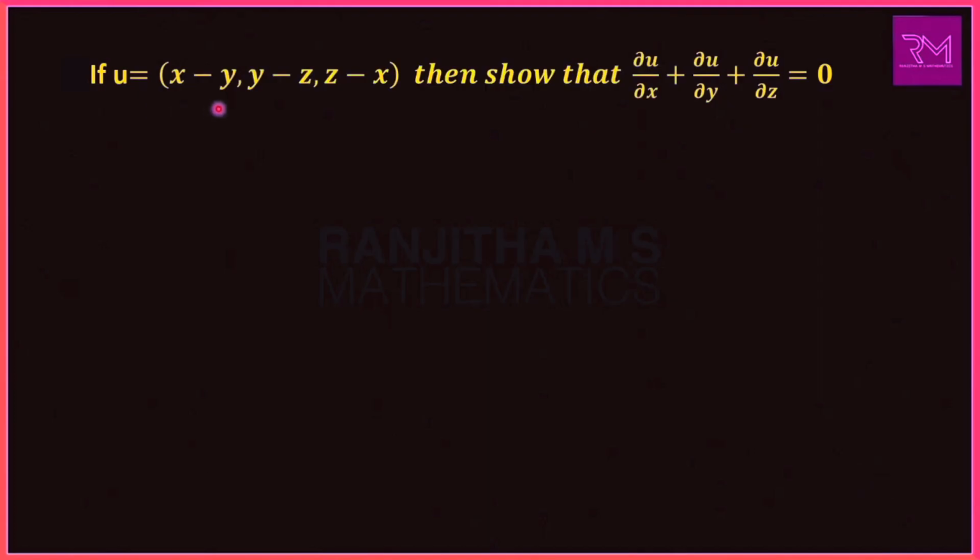If u is equal to f of x minus y, y minus z, z minus x, then show that del u by del x plus del u by del y plus del u by del z is equal to 0. These are all question paper problems, important for examination.